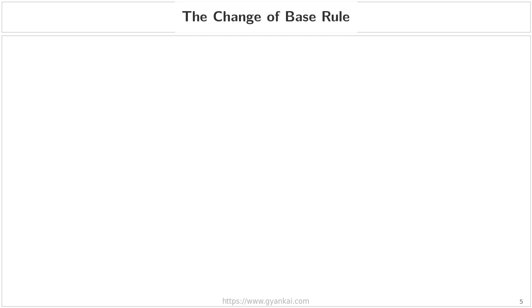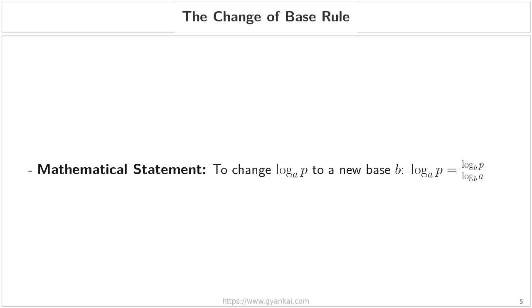The change of base rule. Now that we have mastered the product, quotient, and power rules, let us move on to the final essential property, the change of base rule. Looking at the mathematical statement on the slide, the rule states that to change log base a of p to a new base b, the formula is log base a of p equals log base b of p divided by log base b of a.